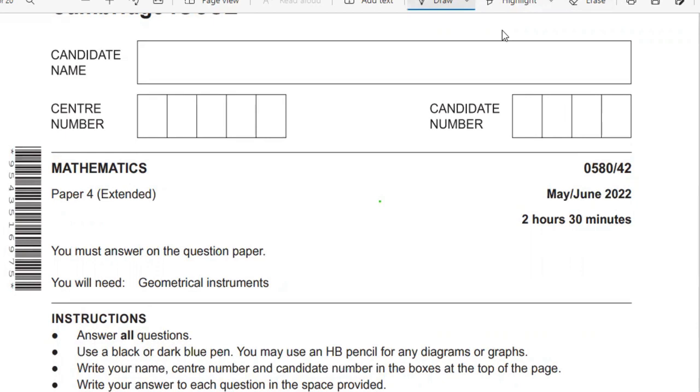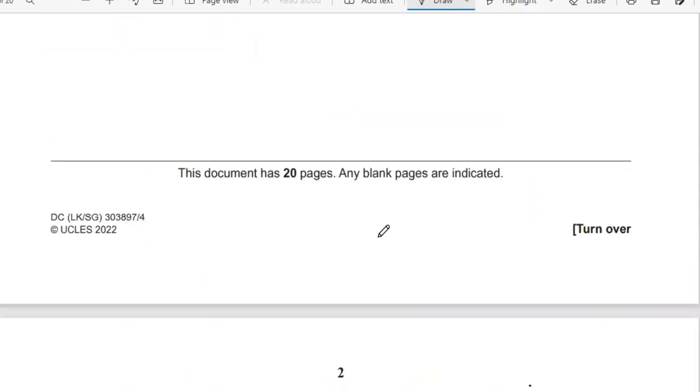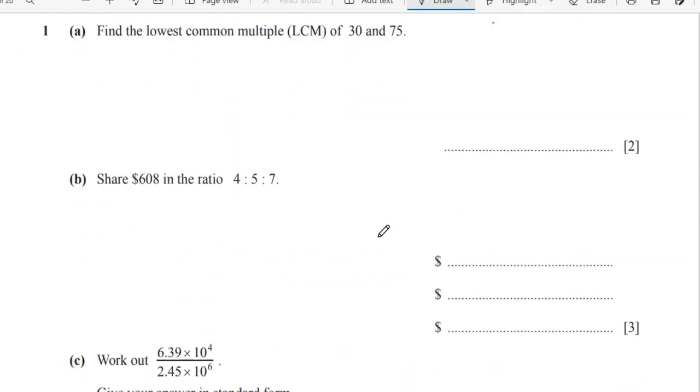Hello everyone. In this video, we're going to solve paper 4, IGCSE Math for May-June session 2022. I'm going to have some explanations for some questions, as well as the answers for the other questions. So let's start with the first question here. It says find the lowest common multiple (LCM) of 30 and 75.